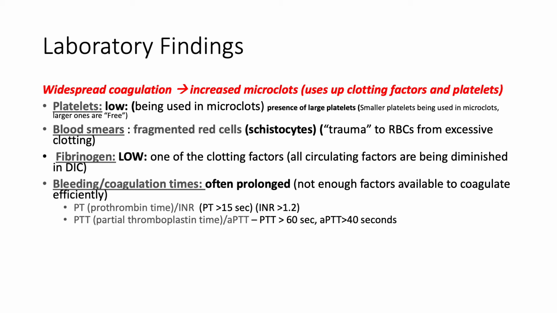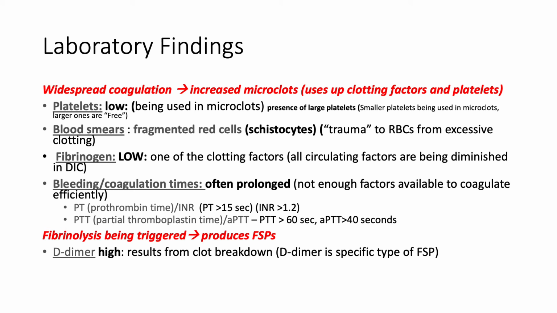And the PTT will be over 60 seconds, and that APTT, which is derived from the same information as a PTT, that's going to be long too, so over 40 seconds. Now, another aspect of the pathophysiology of DIC that helps explain our other lab values is what happens when fibrinolysis is triggered, and all of the fibrin that was created starts to be broken up and creates those fibrin split products, or FSPs. Well, there actually are specific types of FSPs, and they have names, and one of those specific names of FSPs is called D-dimer. So when we draw our patient's blood, we're going to see a lot of FSPs and therefore a lot of D-dimer, or high D-dimer.